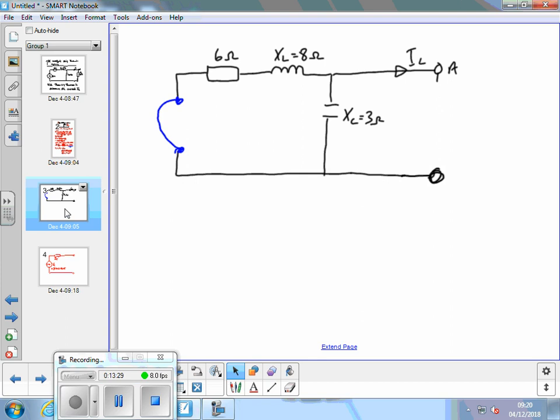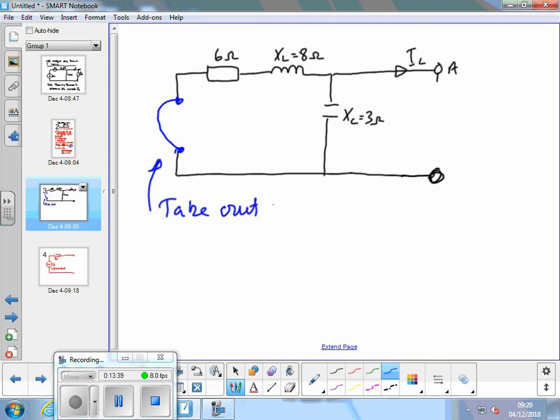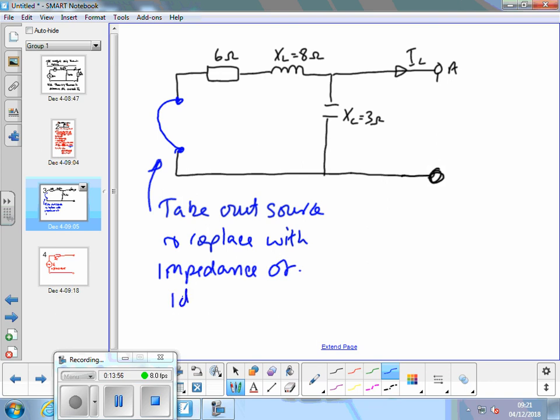So we've taken out the source, and replaced it with the impedance of an ideal V source, e.g. a short circuit.